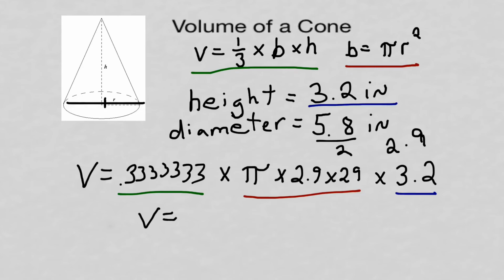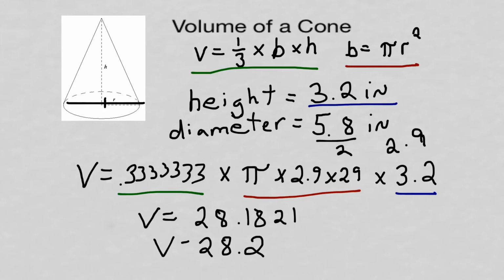So if you plug that all in your calculator, you're going to get 28.1821. All right, this rounds to the tenths. So the eight rounds up, you end up with 28.2. And that's going to be inches cubed. So there's my two examples. I think you'll all be fine for this. The only two variables in this that are different are diameter and radius.